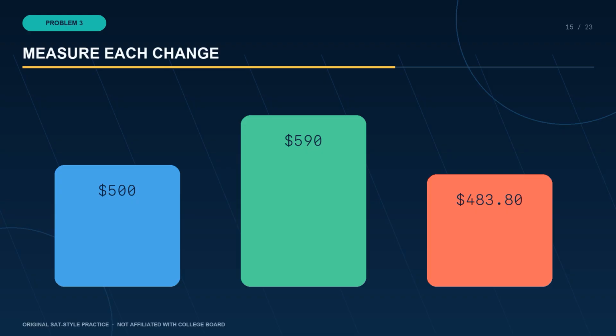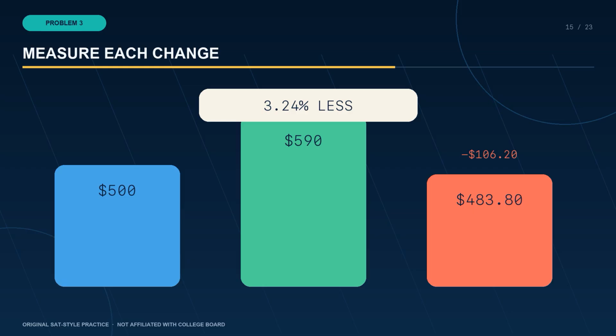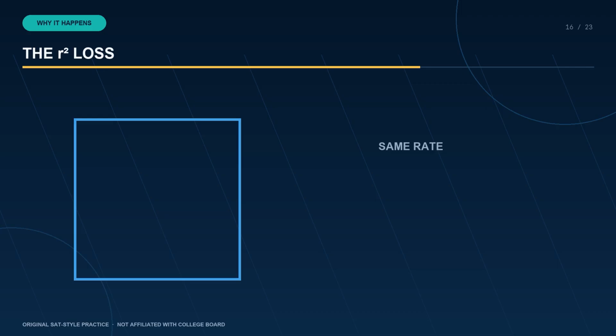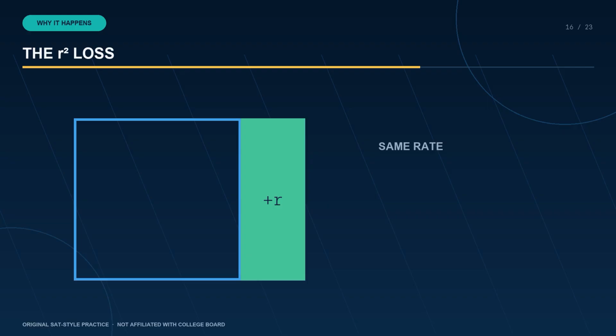The chain is 500 times 1.18 times 0.82. First, 500 becomes 590. Then 18% of 590 is $106.20. So the final balance is $483.80. The combined multiplier is 0.9676. 1 minus that multiplier is 0.0324. So the final balance is 3.24% less. Choice B. The shortcut predicts the same result because 18% squared is 3.24%.